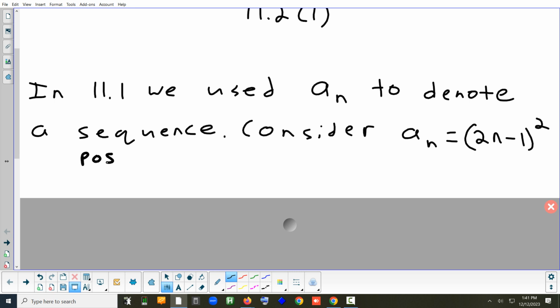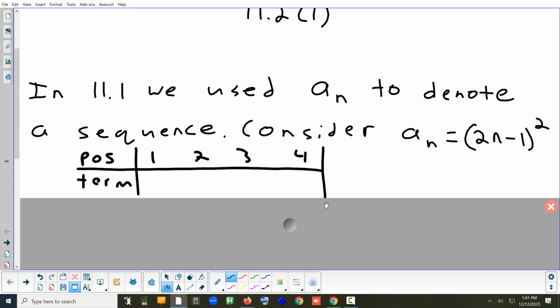Okay, so I'm going to do the position and then the term in that position. Okay, so the first one, we're going to plug in 1. What's 2 times 1? 2. And then minus 1? 1. Let's just leave it as 1 to the second power. We can simplify that if we want later on. But let's leave it like that, and I think you'll see a pattern. So 1 squared. Now let's plug in 2. What's 2 times 2? 4. 4 minus 1? 3. So that's 3 squared.